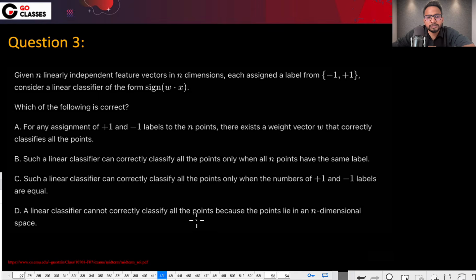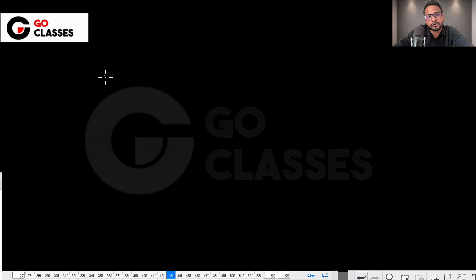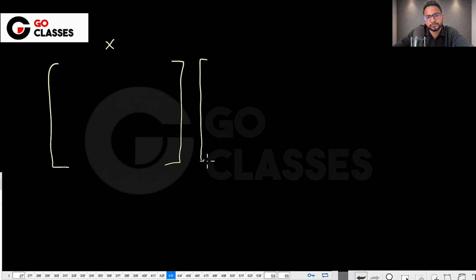Now let's see this question. They are saying that given n linearly independent feature vectors in n dimensions, each assigned a label plus 1 or minus 1, consider a linear classifier of the form sign of wx. So you are going to check sign of wx, and based on that you will assign. Let me first write it in this form. All the features are linearly independent, that's what they are saying. Let's suppose this is a data matrix and this is the corresponding W.